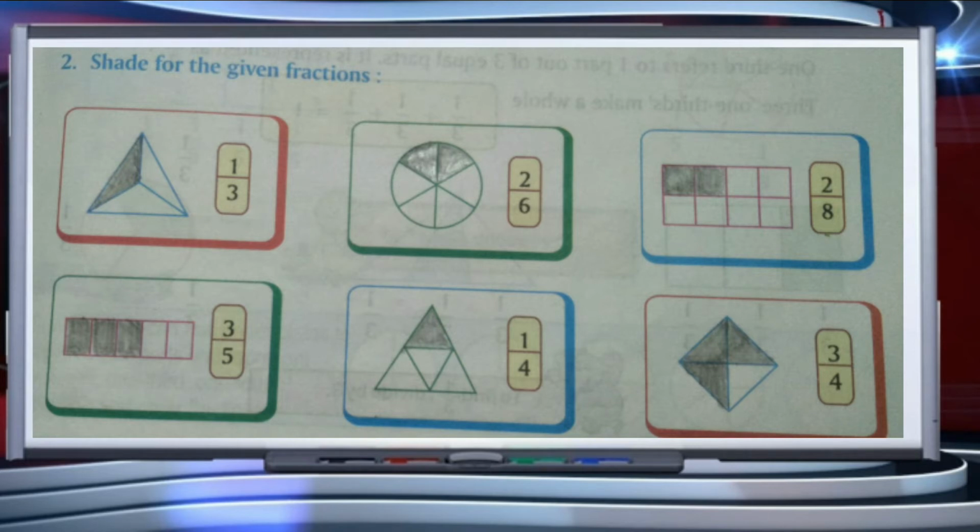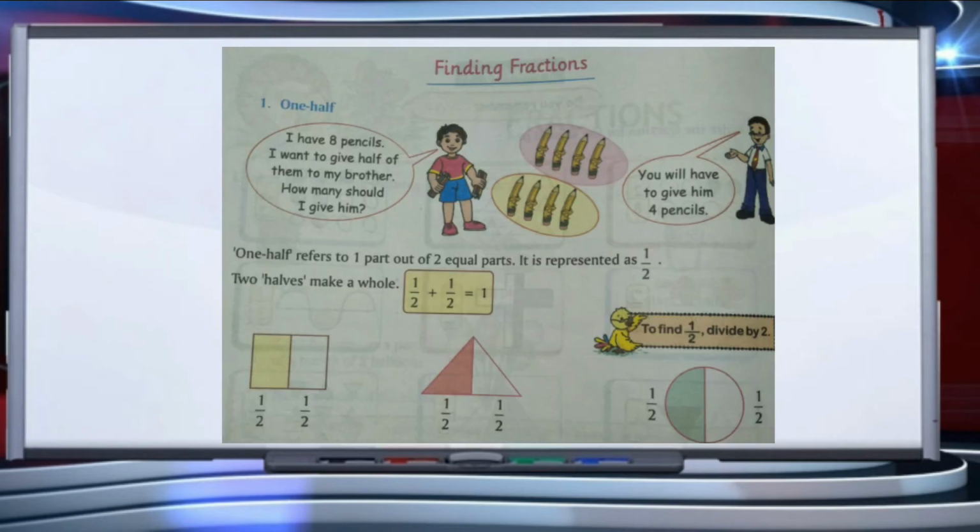Next, we will move to finding fractions. How will we find the fraction? Now, the first fraction is 1 half. How will we find 1 half? 1 half refers to one part out of 2 equal parts.